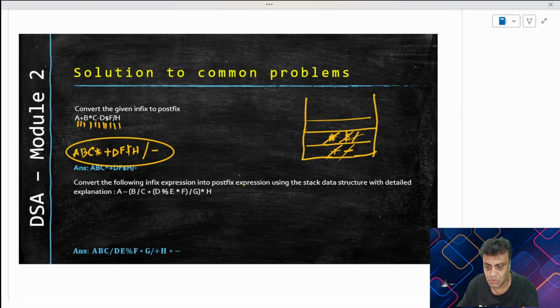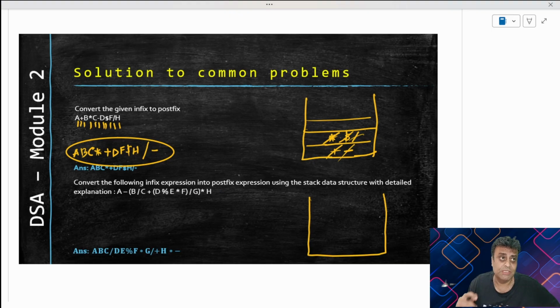This says infix to postfix expression using stack, right, with a detailed expression. So again, we will do the same thing. Let us practice this out. It says A minus B, C, etc., etc. There is brackets here. So be careful. This question is important. There is a bracket, and we will have to solve the brackets in a manner that we have already learned. So let us put A here because A is an operand, right?